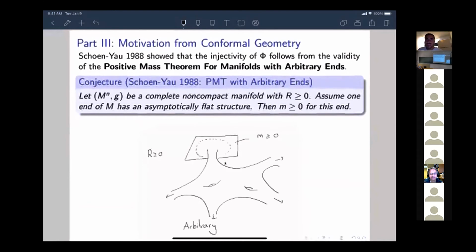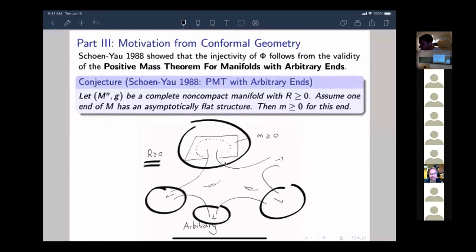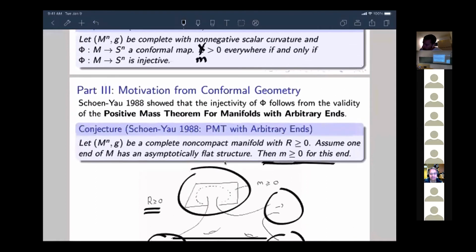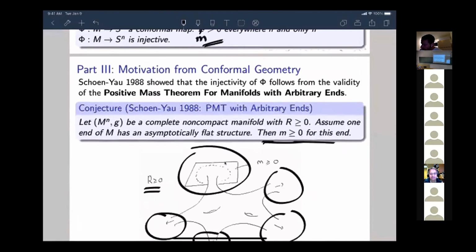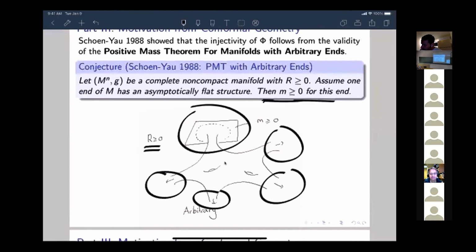what they conjectured is, okay, well, suppose you had some complete non-compact Riemannian manifold with non-negative scalar curvature, and then you just assume that one of these ends has an asymptotically flat structure. So this distinguished end has an asymptotically flat structure. And then you say, well, is it the case that the positive mass theorem holds for such a space? So if the scalar curvature of the whole space is non-negative, but these ends are arbitrary, you have no idea what they're doing, it could be all sorts of things, then is it still true that the mass is non-negative? And if it is, then you know that this mass is non-negative or positive, and you get injectivity of the conformal map.